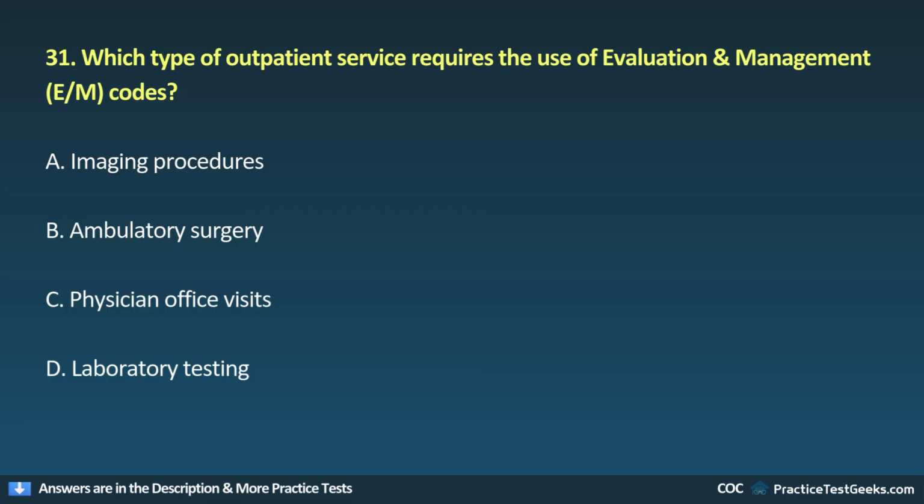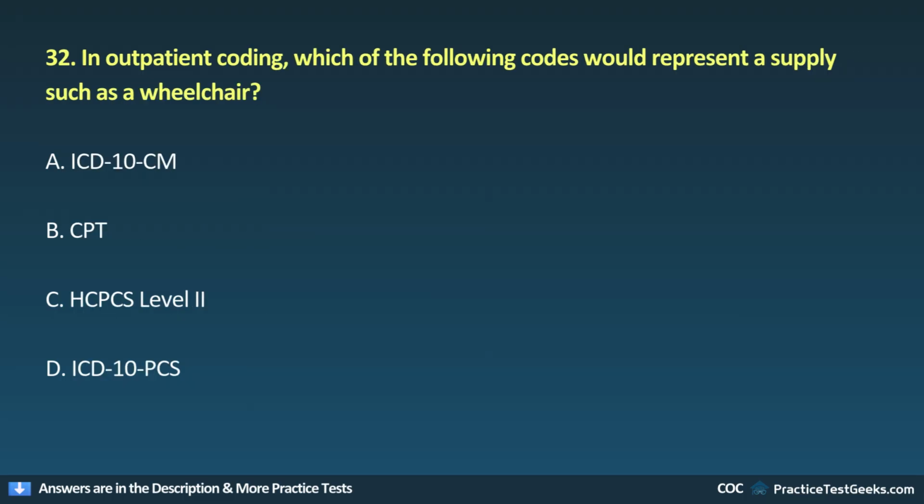31. Which type of outpatient service requires the use of evaluation and management (E/M) codes? A. Imaging procedures. B. Ambulatory surgery. C. Physician office visits. D. Laboratory testing.